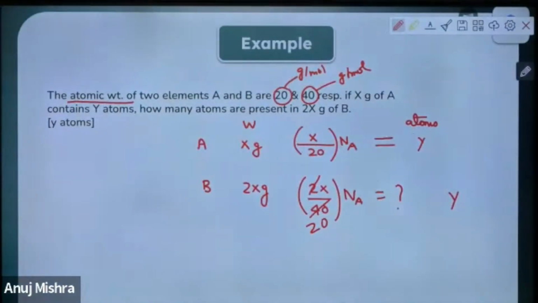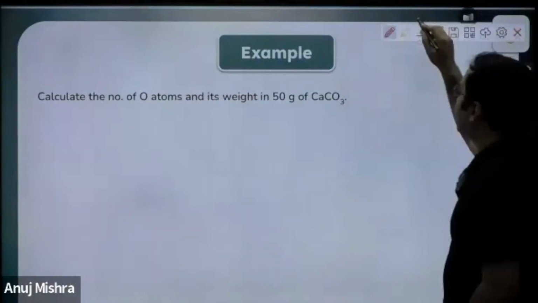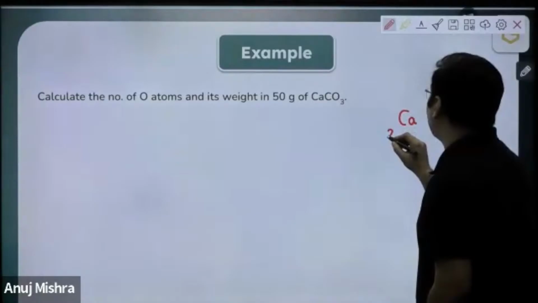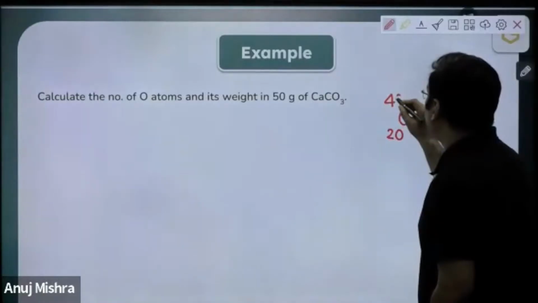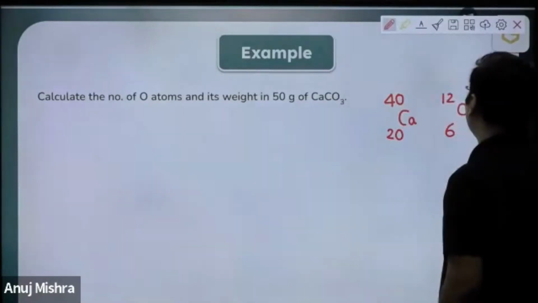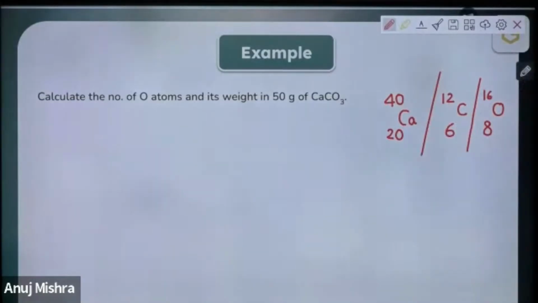Please answer this question. Calculate the number of O atoms and its weight in 50 grams of calcium carbonate. Melinda, what is calcium's atomic number and mass number? 20 and 40. Carbon, oxygen. Use it and solve it.